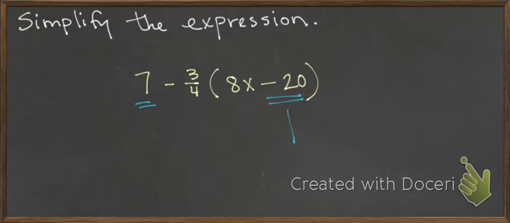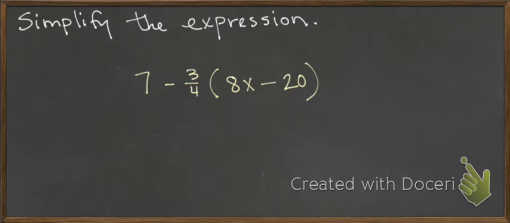Because this is not minus 20. It's inside this set of parentheses. It's saying 3/4 times all of this. So what you need to first do is distribute and see what you get here, and then see if it can be combined with that 7.